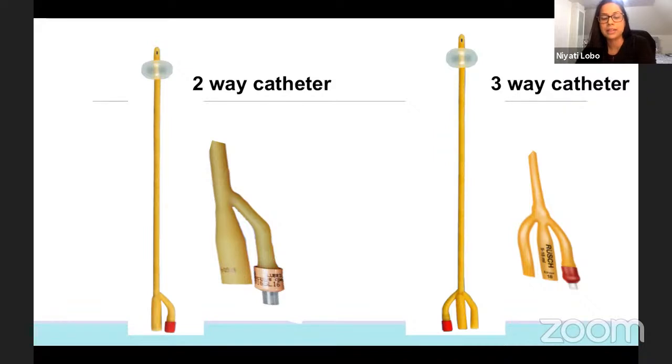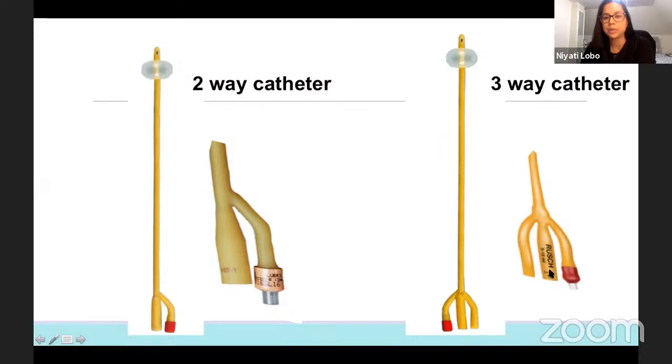The difference is the end of the catheter and the number of ports the catheter has. With your two-way catheter here, you've got 2 ports. You've got this for the bag and this, your balloon port here. A three-way catheter has an additional port for irrigation. So that is your irrigation port. The middle one there is where you attach your leg bag, and that is your balloon port.